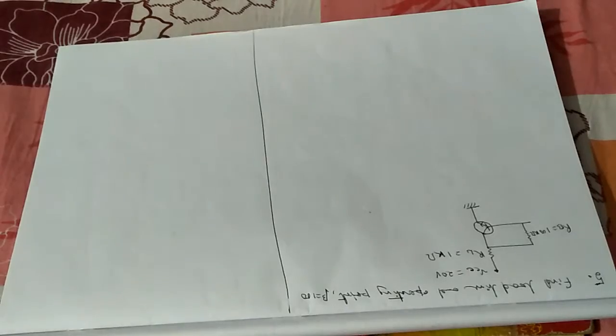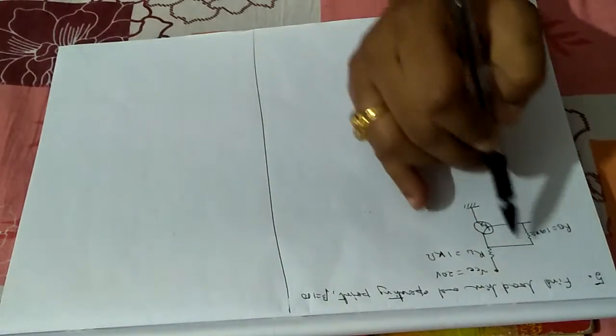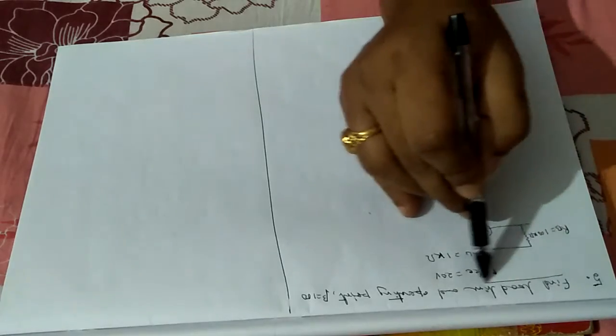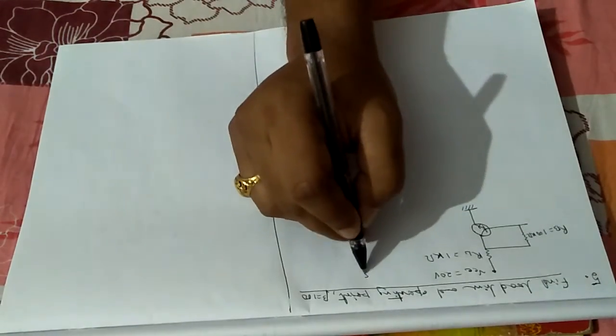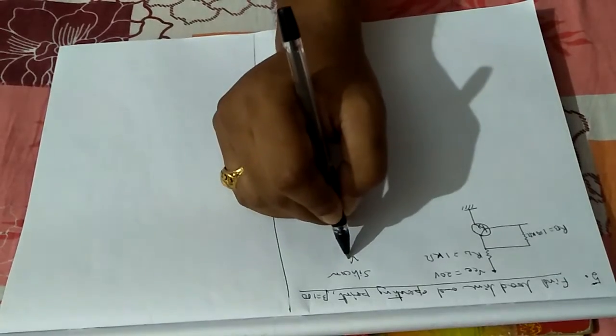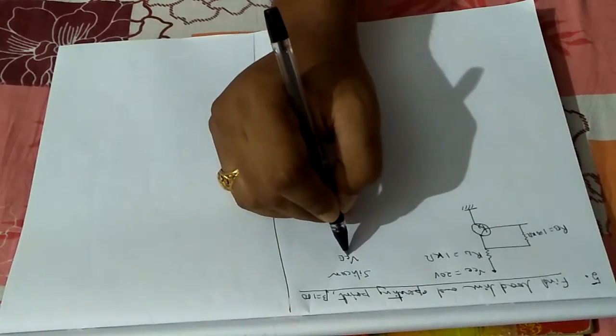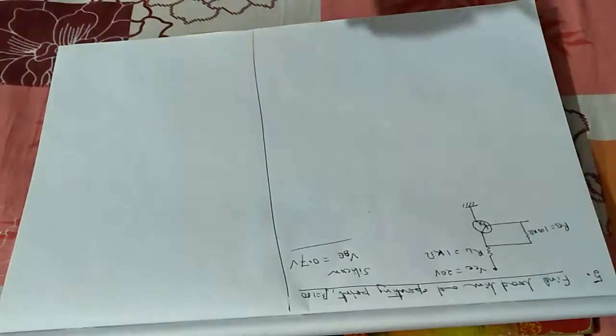This is problem number 5. Here the circuit diagram is given, a very simple circuit, and it is asked to find the load line and the operating point for beta equals 100. Nothing about the transistor specification is given, so I will consider it is silicon, and I will consider the value of VBE equals 0.7 volt.